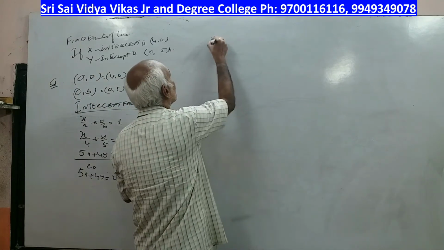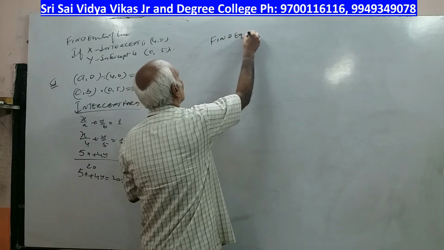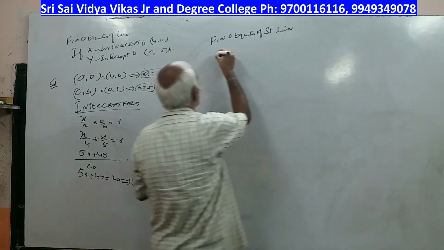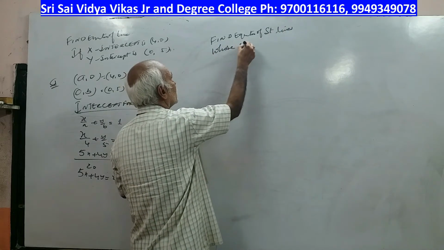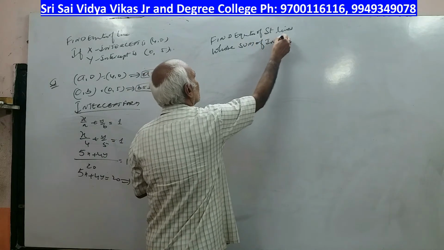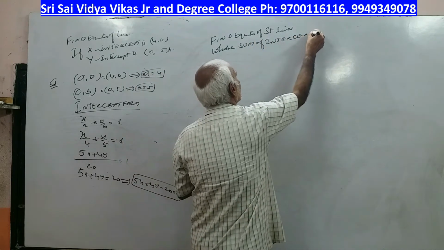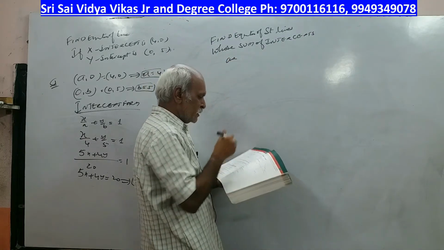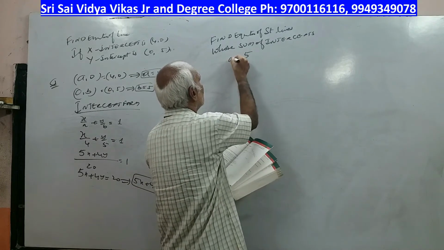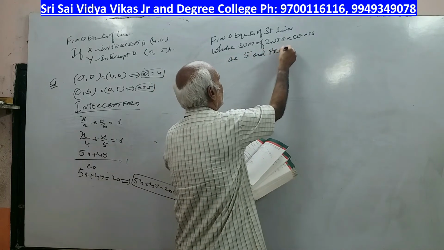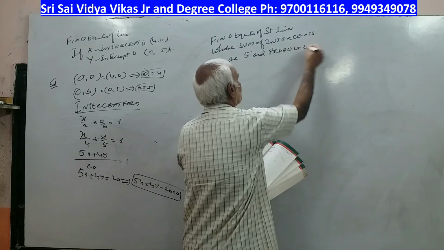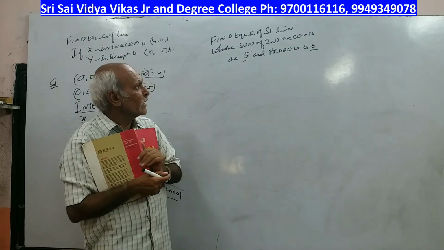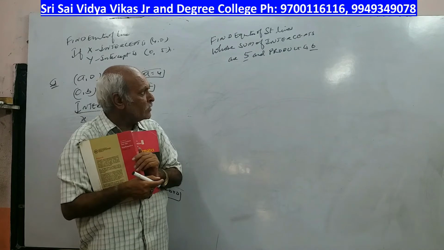Find the equation of straight lines whose sum of the intercepts is 5 and product is 6. Look at this problem, sir. He has given some one-time question for 2 marks, sir. Find the equation of straight lines whose sum of the intercepts is 5, product is 6.